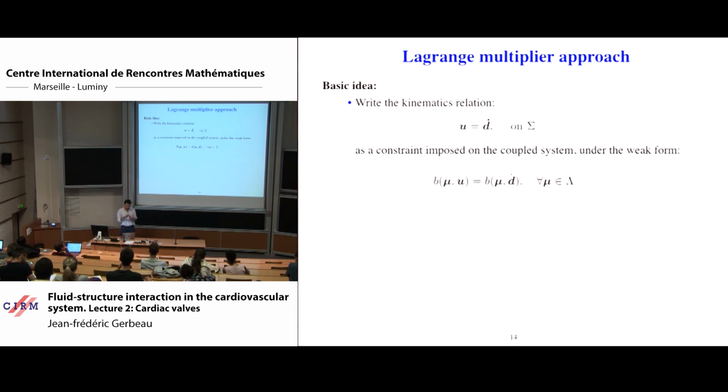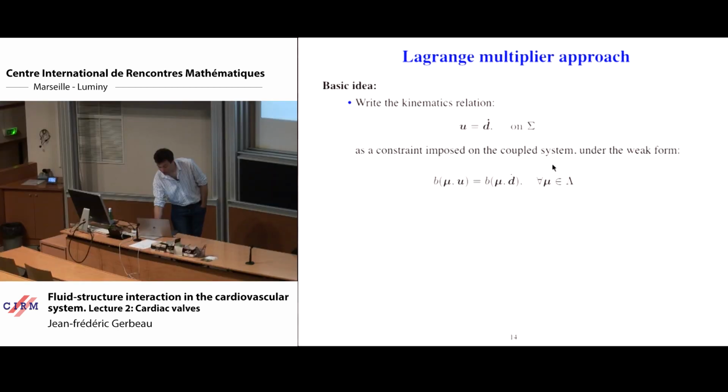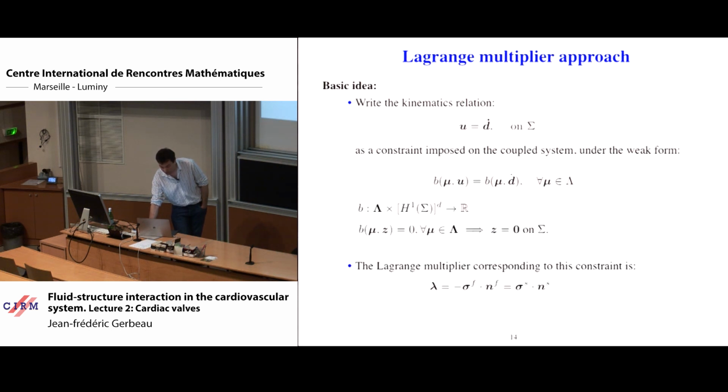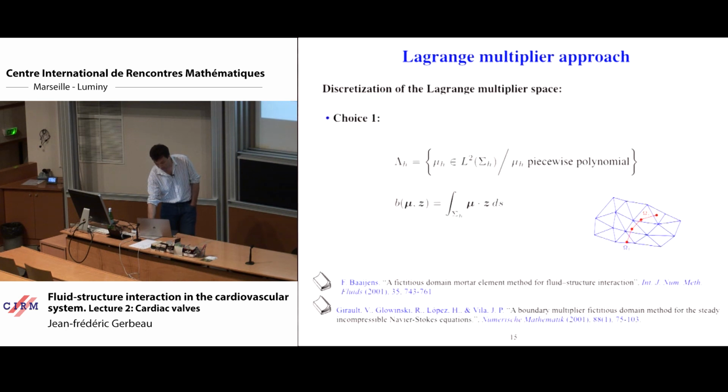There are two ingredients. The first one is the choice of the Lagrange multiplier that will be used to enforce the continuity of the velocity. So the continuity of the velocity at the fluid structure interface is enforced in a weak sense here, and we have to choose the space of Lagrange multiplier. Okay. Of course, in that case, the Lagrange multiplier, if you have a valve, is the jump of the pressure of the stress, okay, through the valves.